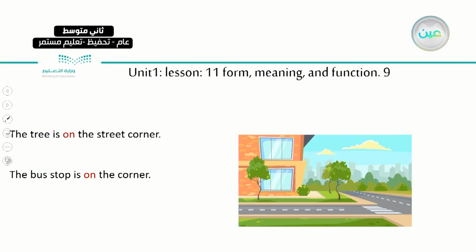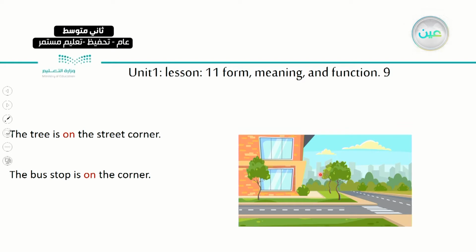And another word we have is on, okay? This is the preposition we will focus on. Look at the picture we have here and look at the picture on your book, okay? So here we have a corner. We have here a street, another street, and we have a corner, okay? This is the corner, okay?